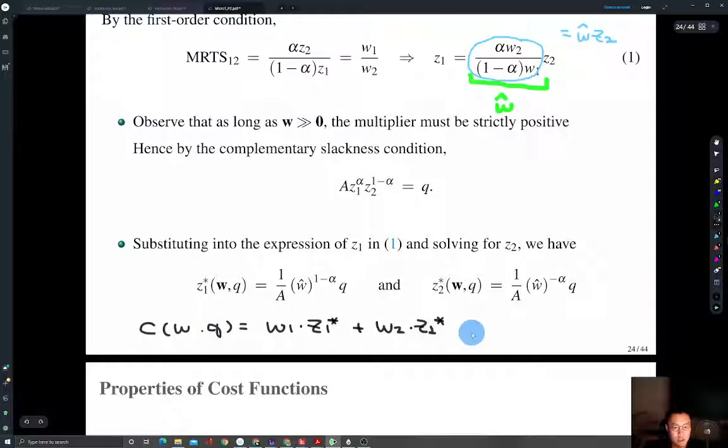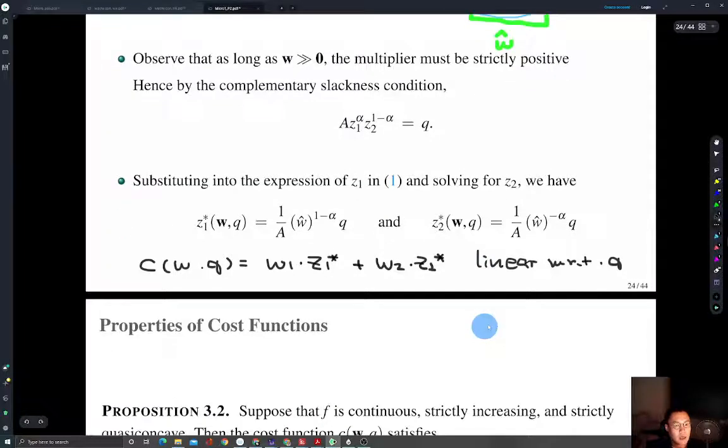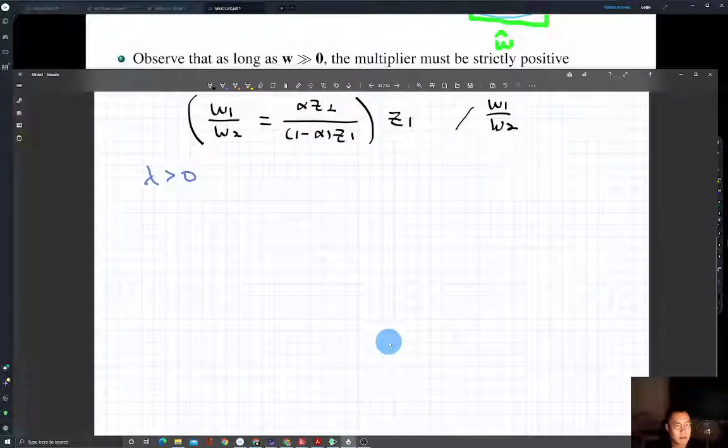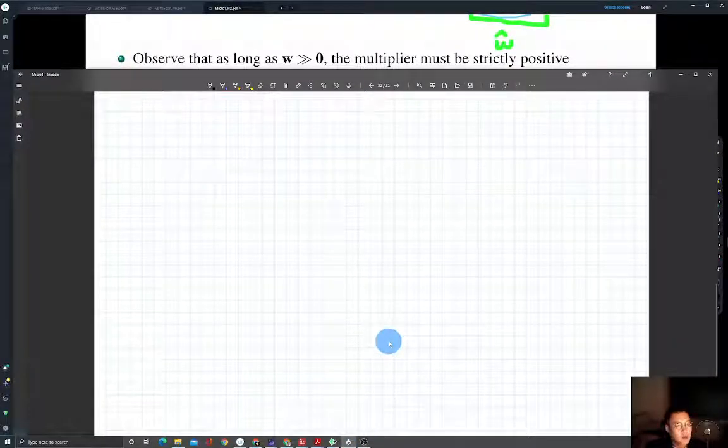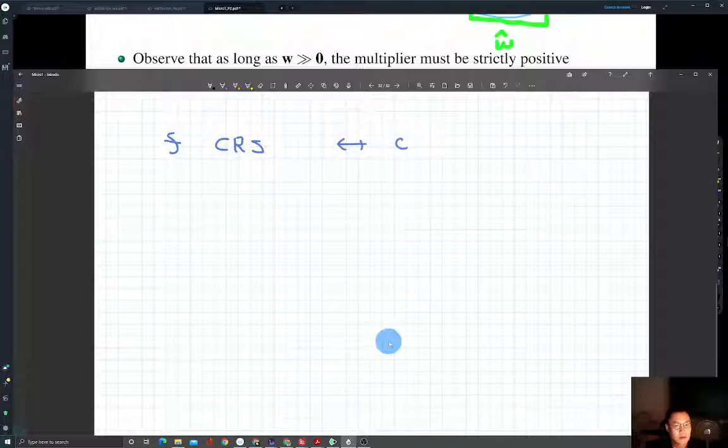Okay, so it should be linear with respect to Q. There is a one-to-one relationship between return to scale and the shape of the cost function. Yeah, so let me summarize here. If technology exhibits CRS, then its cost function is linear in Q, target quantity Q.